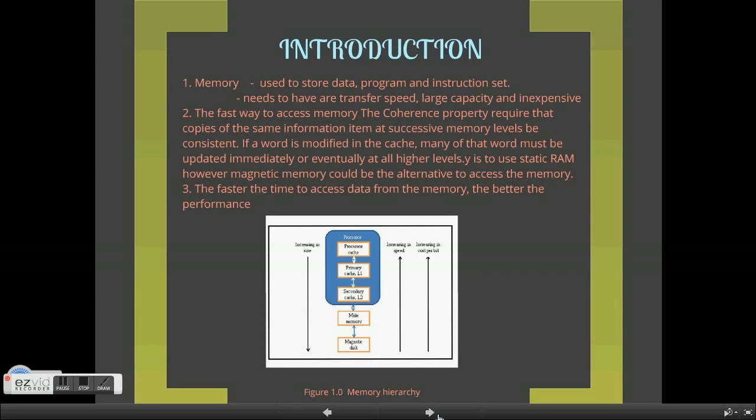Magnetic disk provides much more space with reasonable space and speed. There are many types of memory with different speed, cost, and space, but there is a memory hierarchy prior to their speed and size. The faster the time to access data from the memory, the better the performance. This is because if data can be accessed in a very short time, the time to execute a program or to do an operation can also be reduced. Figure 1.0 shows the memory hierarchy. From the top at the processor until the bottom at the magnetic disk, the size is increasing. However, the speed and the cost per bit are decreased.